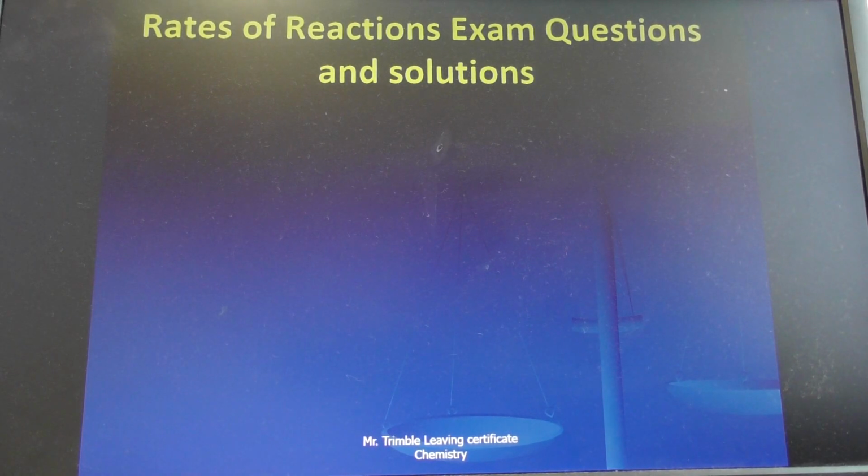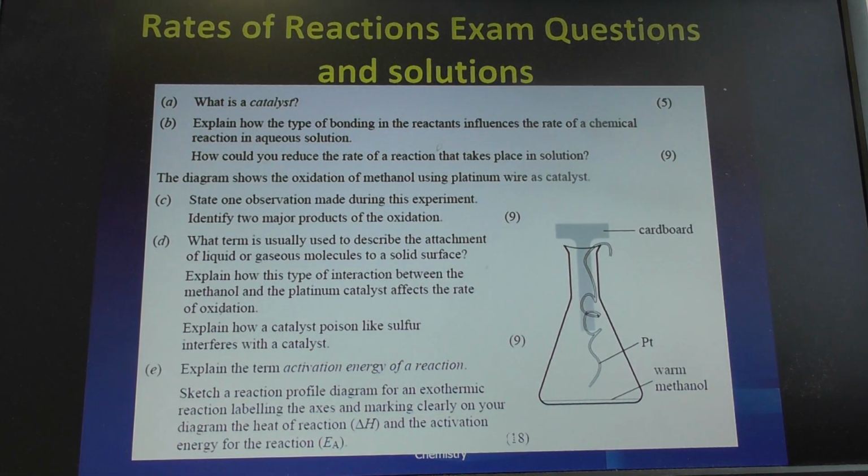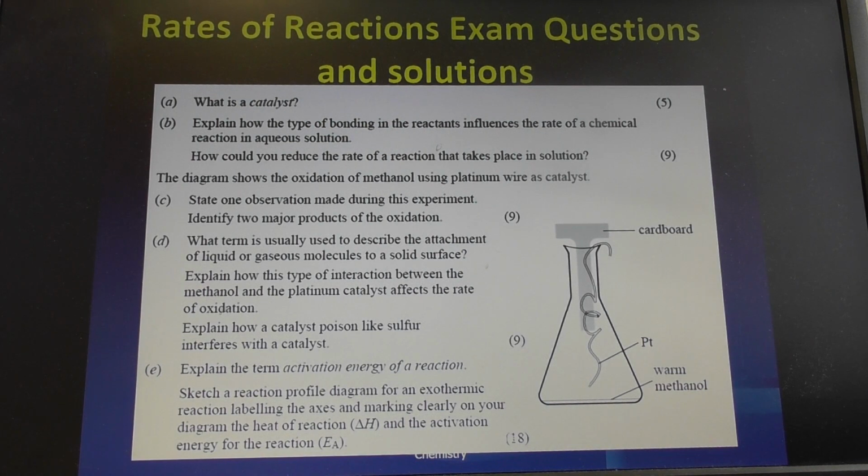So guys, what we'll do is we'll run through some past exam questions that have come up on rates of reactions. So this is an example of one. The first question there: what is a catalyst? A substance that alters the rate of reaction without being consumed itself. So that's a relatively straightforward one.